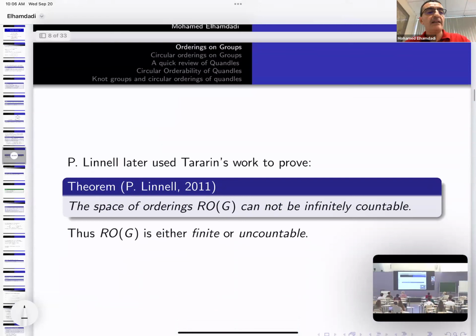Now, Peter Linnell later used the work of Tararin to prove the following theorem: the space of orderings on a group cannot be infinitely countable. In other words, it's either finite or uncountable.